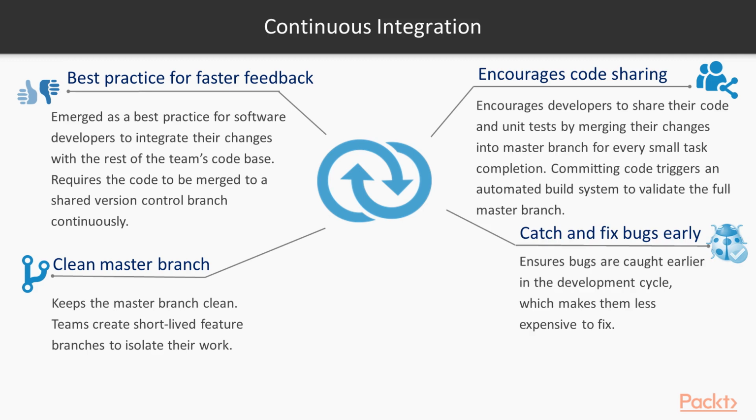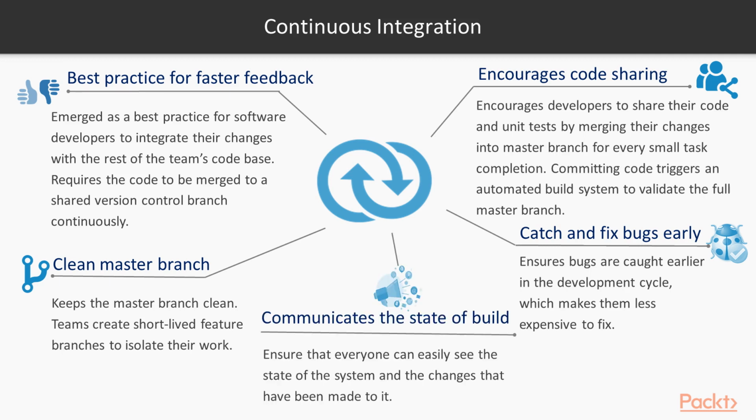With continuous integration setup, bugs are caught earlier in the development cycle, which makes them less expensive to fix. Automated tests run for every build to ensure that builds maintain a consistent quality. Continuous integration ensures that everyone can easily see the state of the system and the changes they have made to it. If the build fails for some reason, the developer who was responsible for breaking the build will be notified immediately, and it should be the top priority to fix the build.